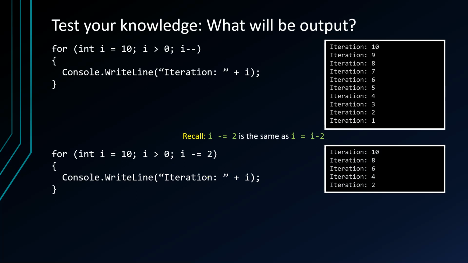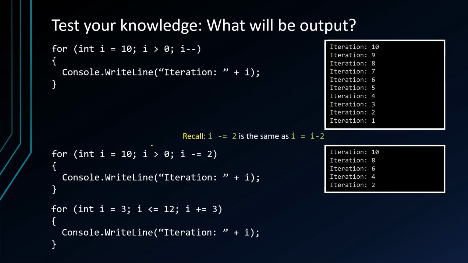When it's at 2 and it comes back up to the change step, 2 subtract 2 is going to put it to 0. And then it's going to fail the test condition because 0 is not greater than 0. So that's where it's done. It's not going to enter the loop anymore. All right, so here comes the real challenging one.